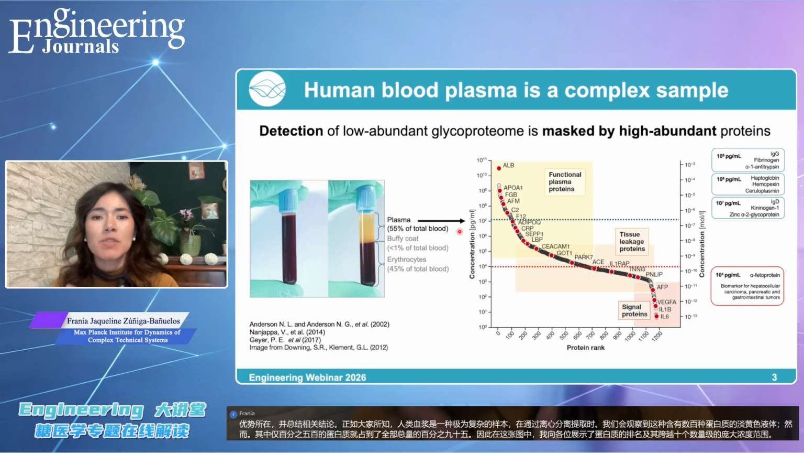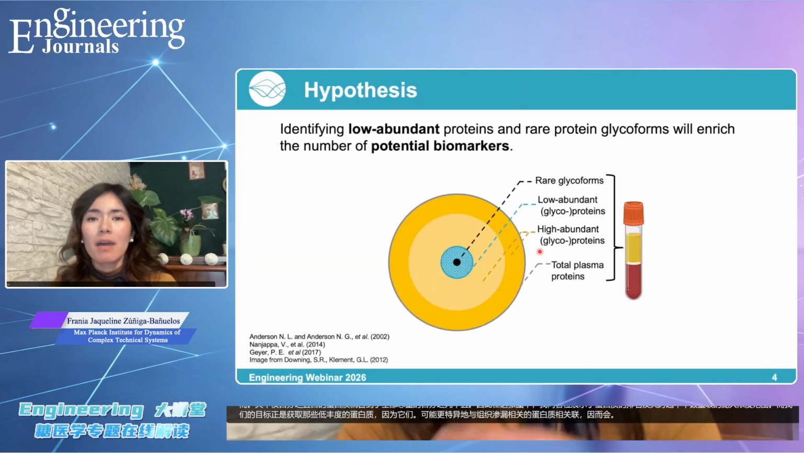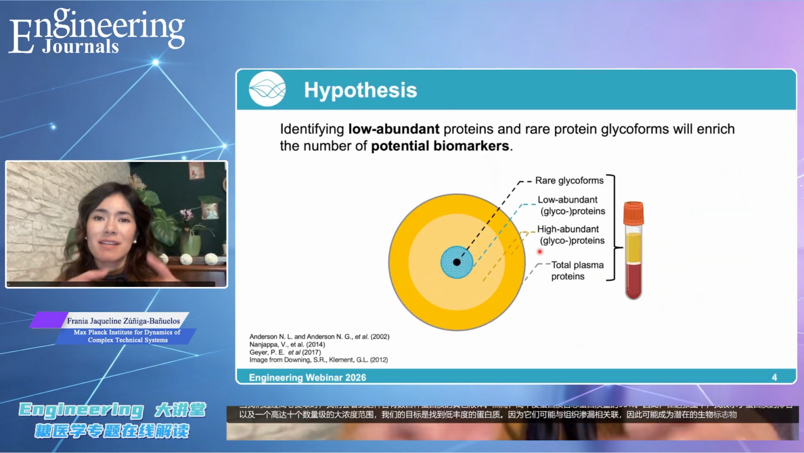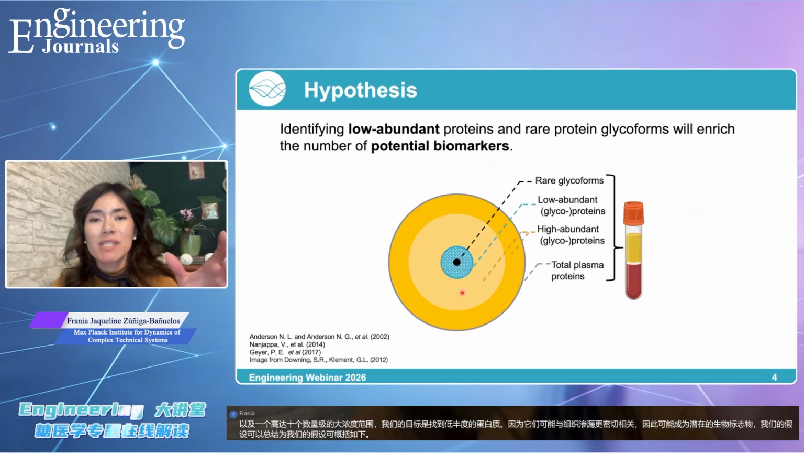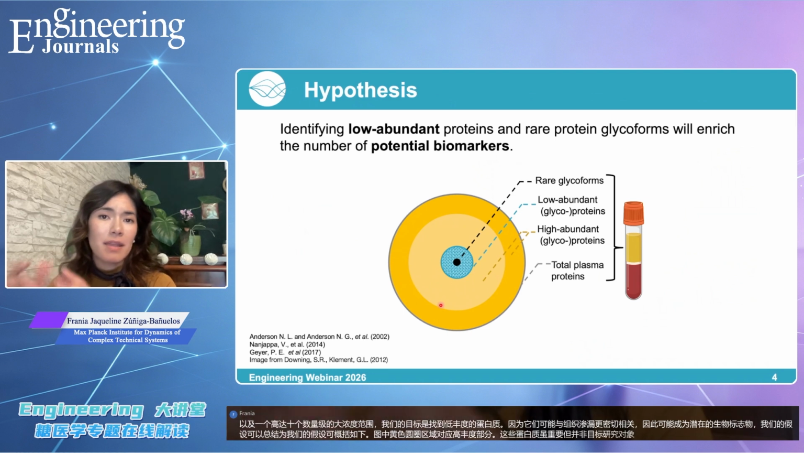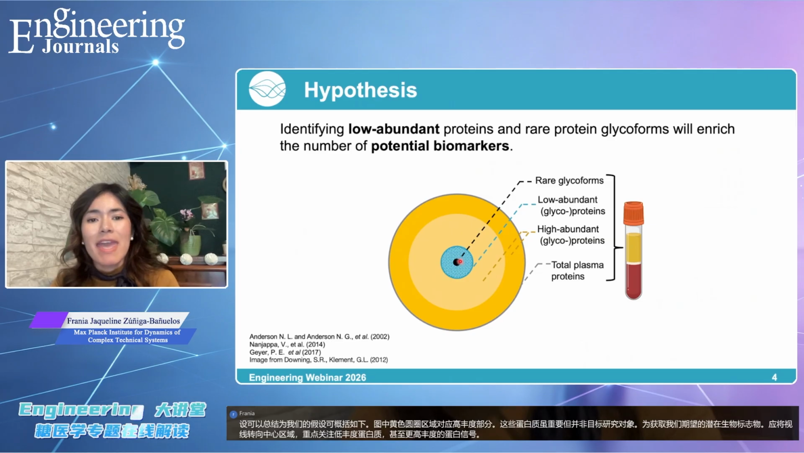And our aim is to reach the low abundant proteins because they might be associated more specifically with tissue leakage proteins and therefore become potential biomarkers. Our hypothesis can be summarized with this little plot, where in yellow you see the circle area corresponding to the high abundant proteins, which are important but are not interesting for us in order to reach the potential biomarkers. We want to go to the center, to the low abundant proteins, and even better, to the rare glycoforms. And these are really the minor abundant ones.